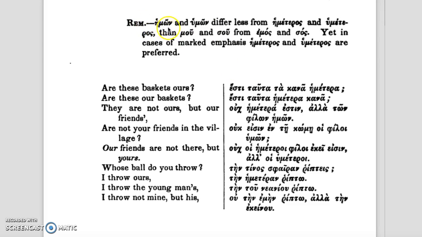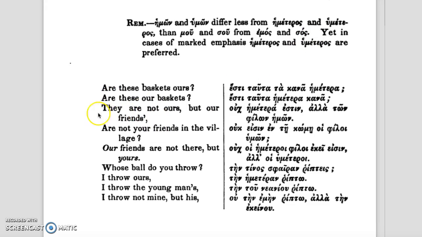A little remark here. Emon and iumon are similar to emeteros and iumeteros more than mu and su are different than hemos and sos. But if you really want to emphasize it, use emeteros and iumeteros. The way you can kind of remember is you see the emon and then eme and then the iumon and the iume. Then mu and mos and su and sos. So you can kind of see those are similar there.